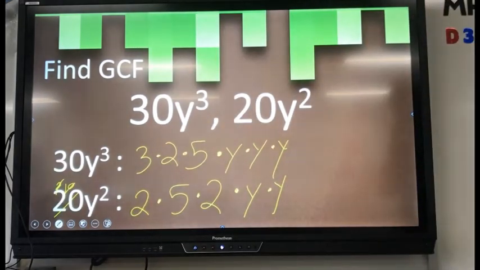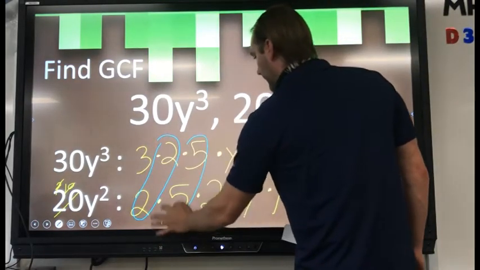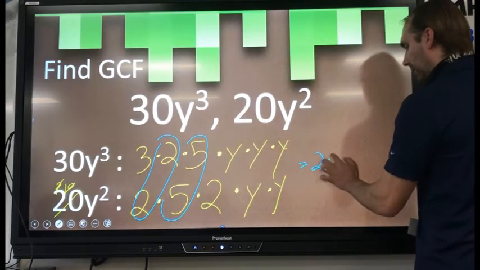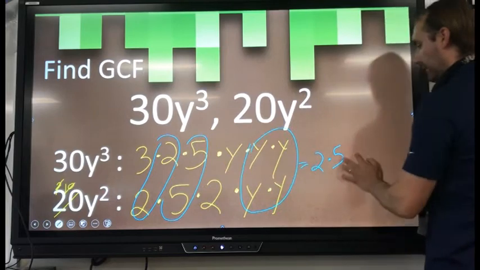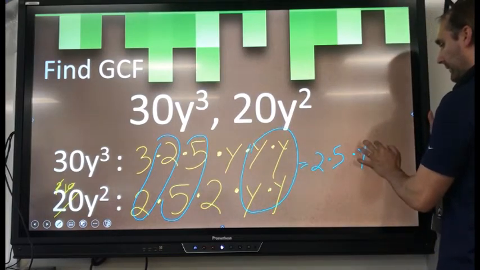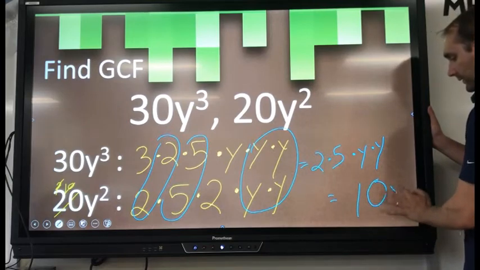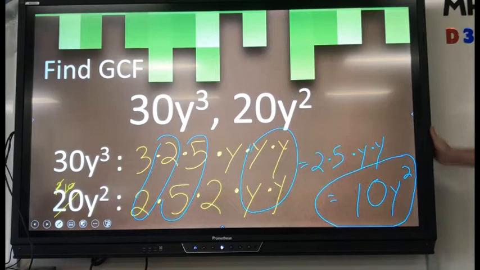And now we're looking for what they have in common. They have a 2 in common and a 5 in common. And 2 times 5 is 10. What else do they have in common? 2 y's and 2 y's. Y times y. So 2 times 5 is 10, and y squared. That is my GCF.